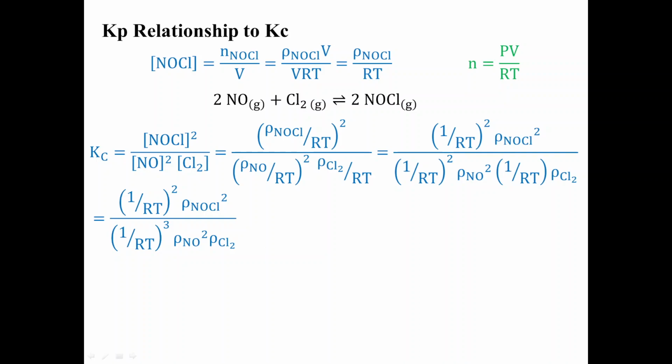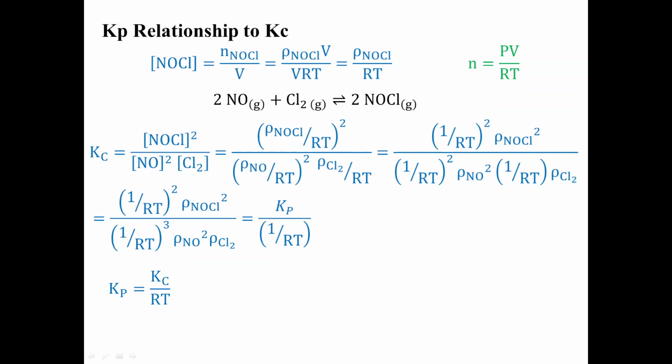And then we have partial pressure of NOCl squared divided by the partial pressure of NO squared divided by partial pressure of Cl2, which is the exact same thing we had for Kp. So we'll just substitute that in for Kp. So we'll end up with Kp over 1 over RT is equal to Kc. Now, we can go ahead and isolate Kp and multiply both sides by 1 over RT. So we'll get Kp is equal to Kc divided by RT in this case.